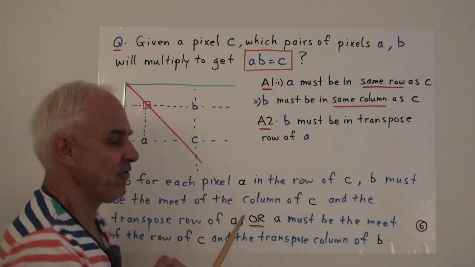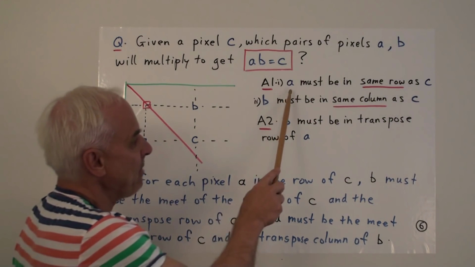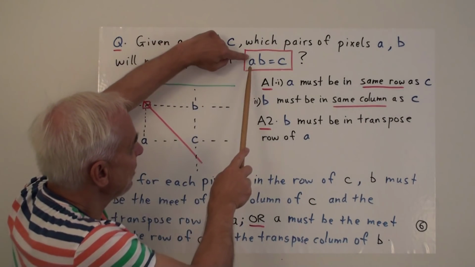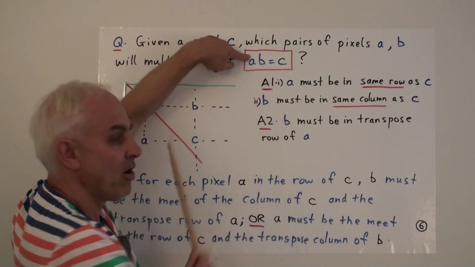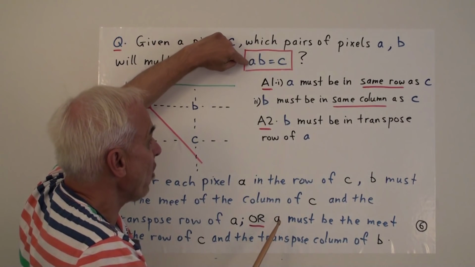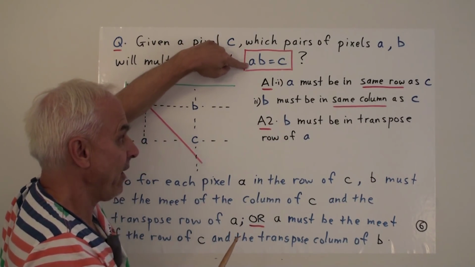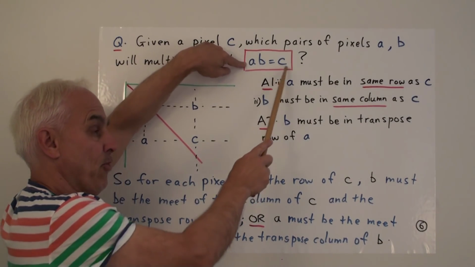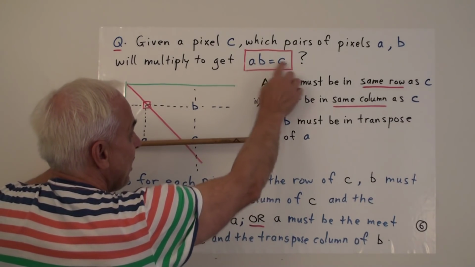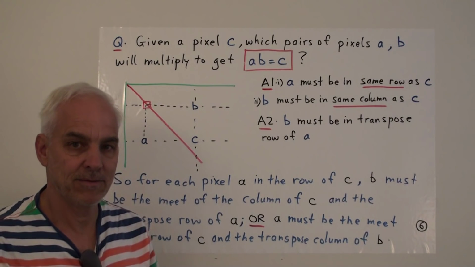Well, we already have enough information to answer this, because first of all, A must be in the same row as C. Because we know that when we take the pixel A and we multiply on the right by something, then what we get is in the same row as A. So if C is in the same row as A, well then A must be in the same row as C. And that means that the A in this equation has to be from the row of C.